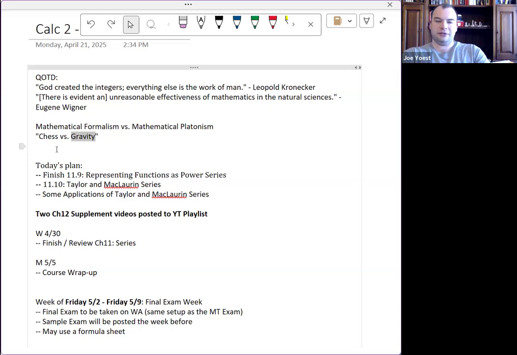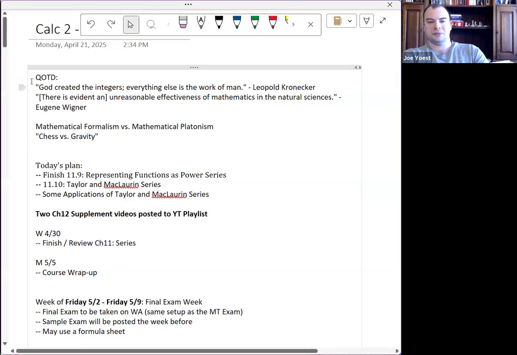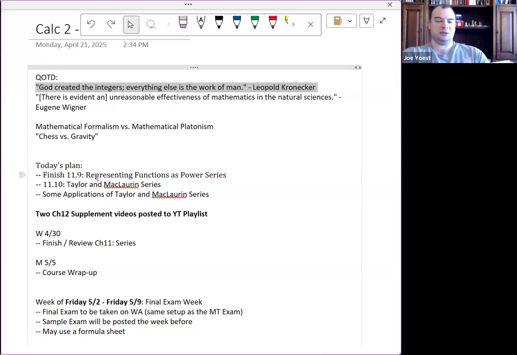You can't do that with gravity. Gravity is going to be the way that it is. So the two quotes to highlight this, one by Leopold Kronecker, "God created the integers, everything else is the work of man." In other words, saying maybe there's some structure, like integers, one thing, two things, three things, etc., that is somehow fundamental. I would even argue that that's not so clear.